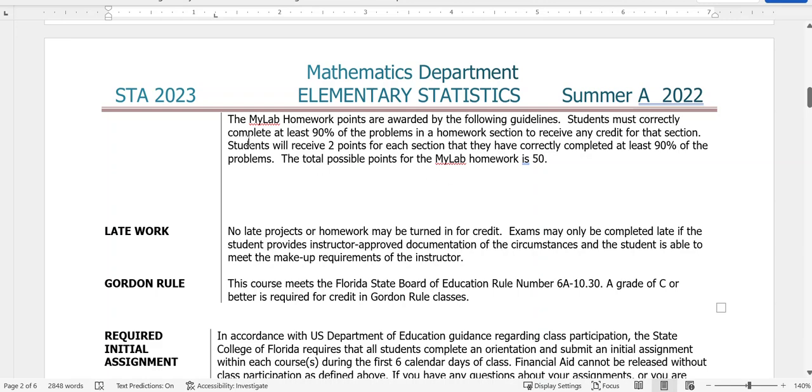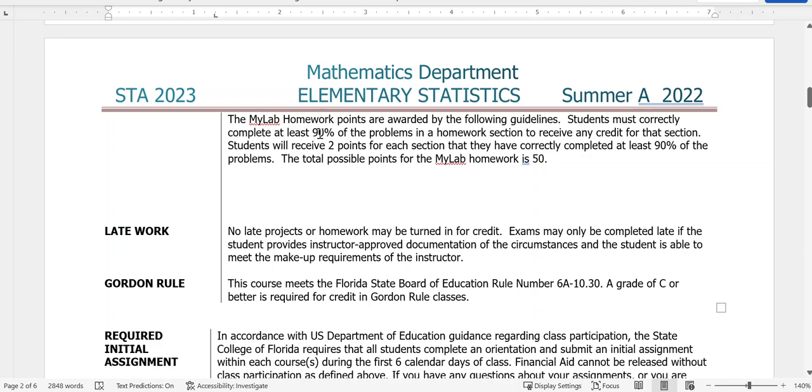Again, you have to pretty much do all of a section to get credit, 2 points. Total possible points, the homework's 50. Now, why is it 90%? Why is it so high? What if you're not? Well, you can redo the problems over and over again, right? It's not like you can't eventually figure it out.